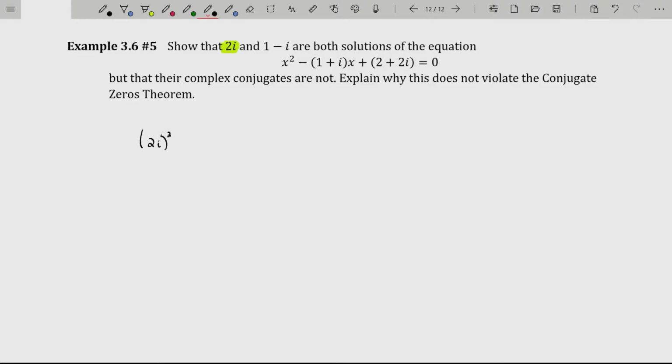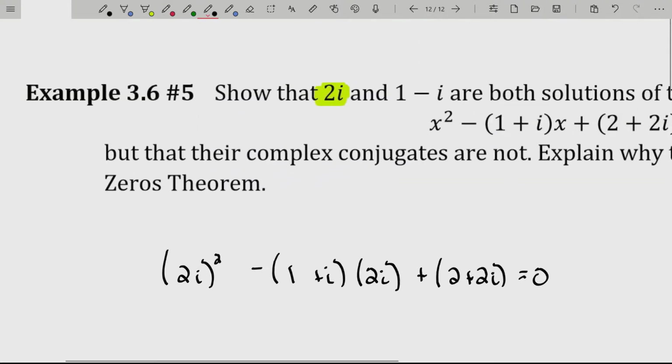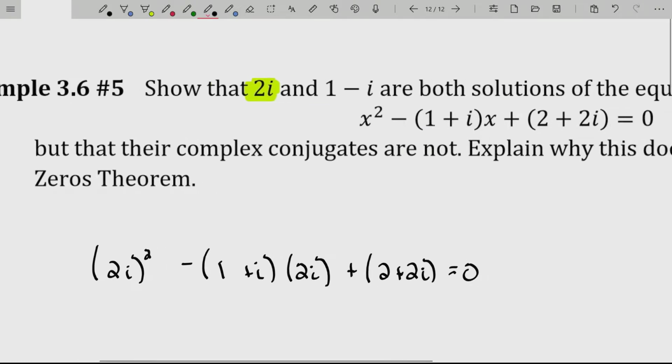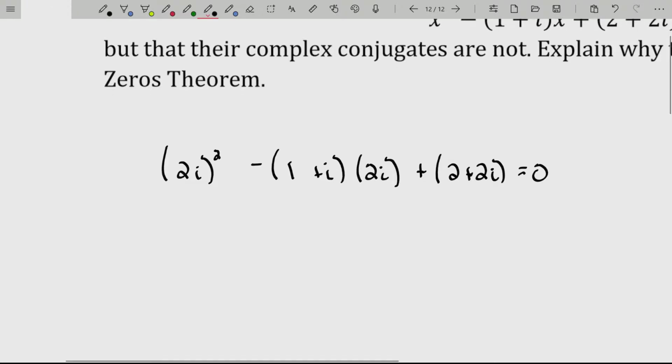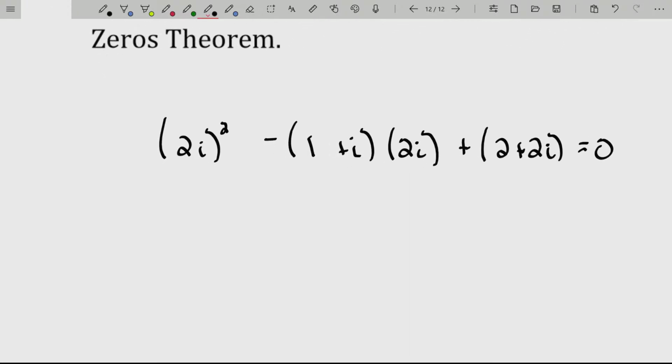If you allow x to be 2i, you get the following: 1 plus i times 2i, and then plus 2 plus 2i is equal to 0. You're just checking this. They're just telling you, show that these are both solutions. So let's just check that 2i is a solution. We're not going to check the other one.